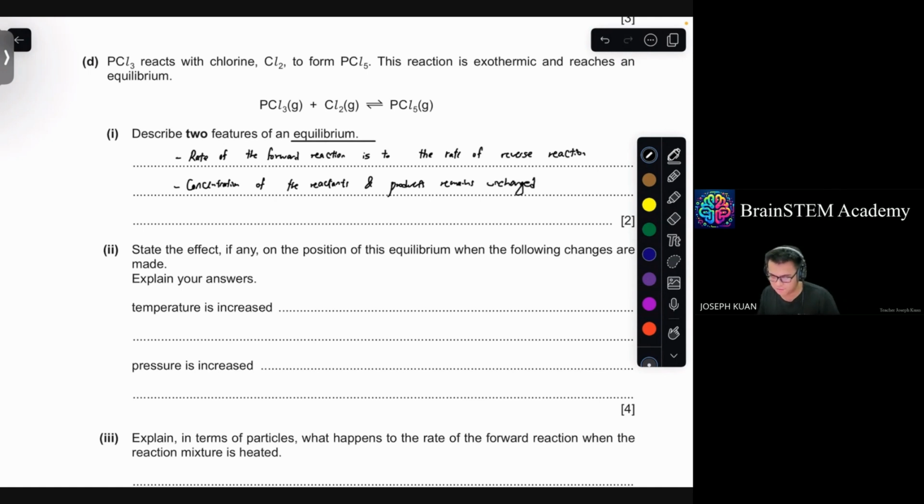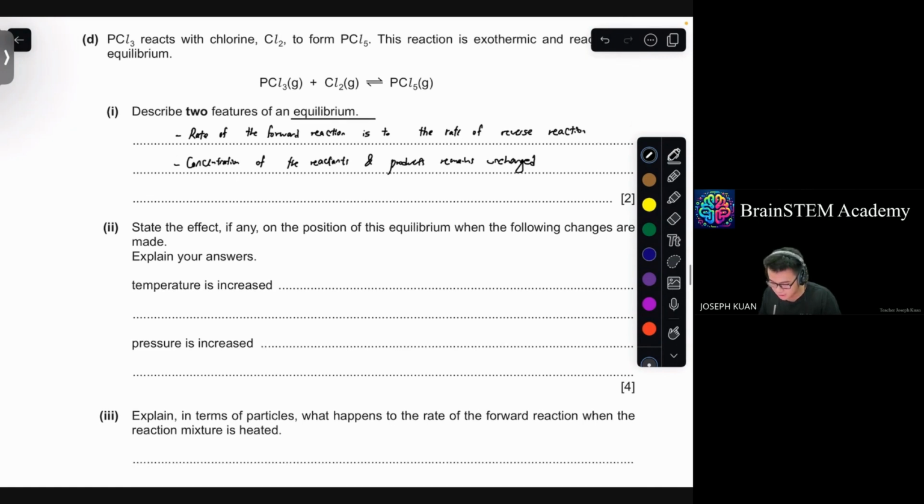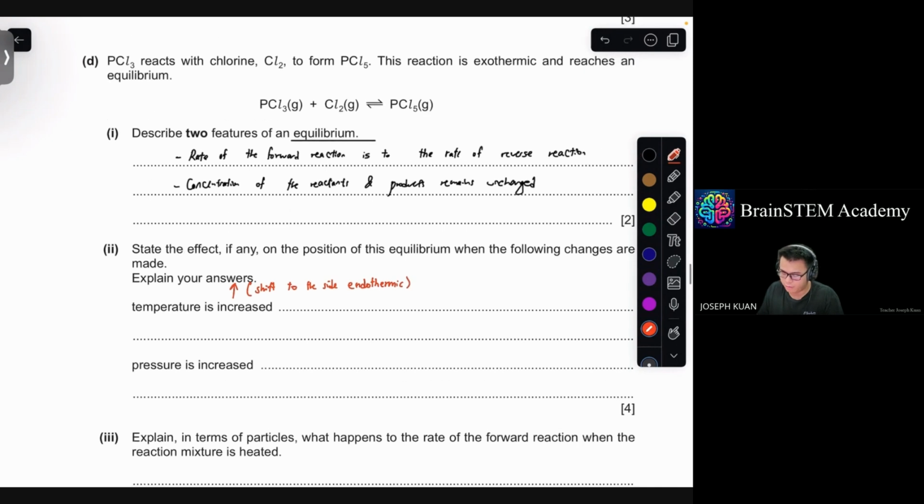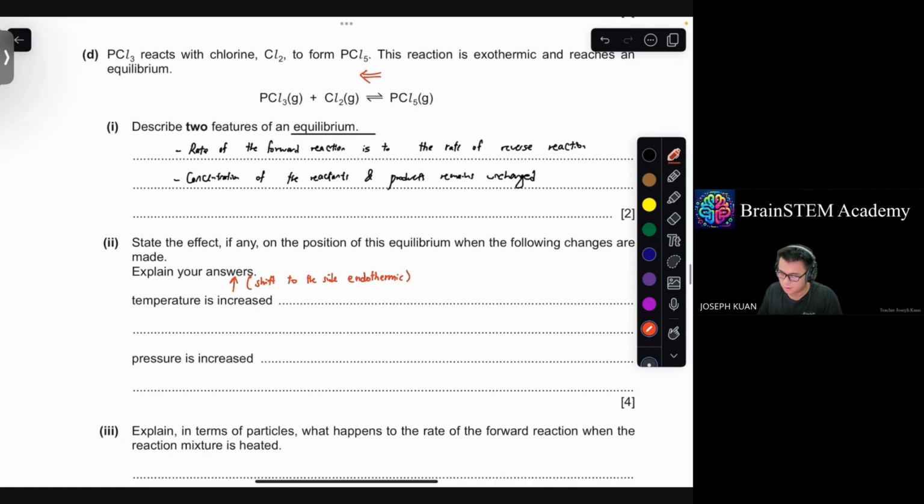All right, moving on to 2. State the effect, if any, on the position of this equilibrium when the following changes are made. Explain your answers. In an equilibrium reaction, when the temperature is increased, it should shift the position to the side that is endothermic, right? So it will be shifting towards the left-hand side, which means there will be less yield, right? Actually, I just realized that this question only asks for the position. So let's just write that down.